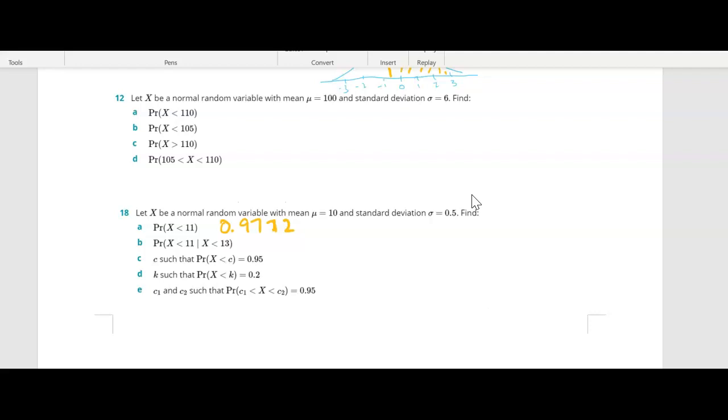All right, now question B is slightly different because we've got conditional probability now. We've been okay up until this point. It's the first time we've hit conditional probability, but hopefully you're familiar with conditional probability.